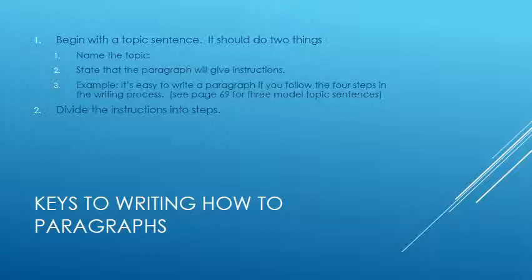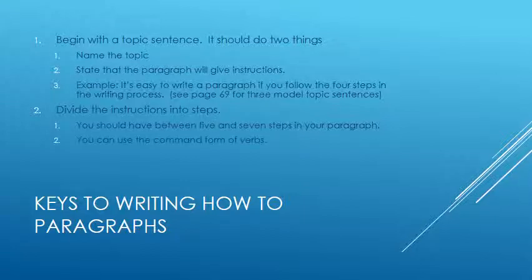So the important part of this paragraph is not just that we list a bunch of steps, but we need to divide it up into a series of different steps. Most of your paragraphs will have between 4 and 6 steps to them, and you'll explain each one. But you want to make it clear to the reader what each step is. Here I said 5 to 7 steps in your paragraph. I'd say 4 to 6 is also fine as well.